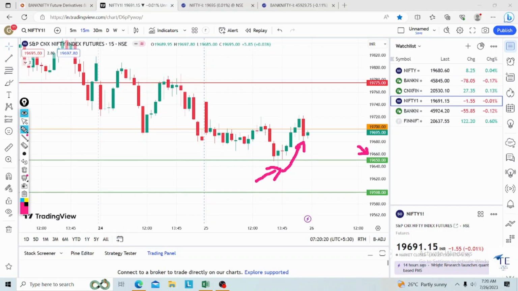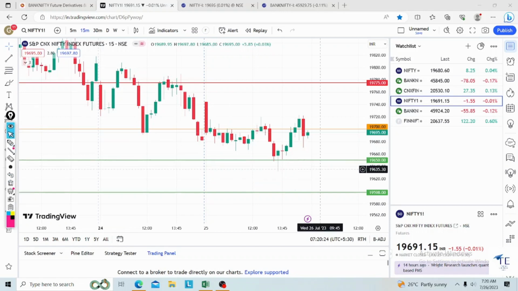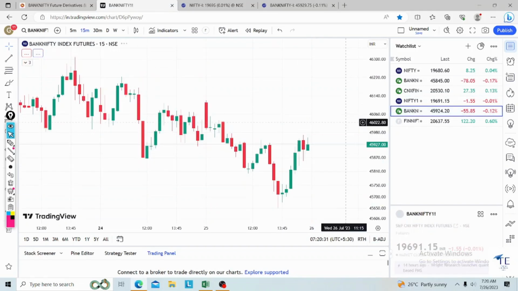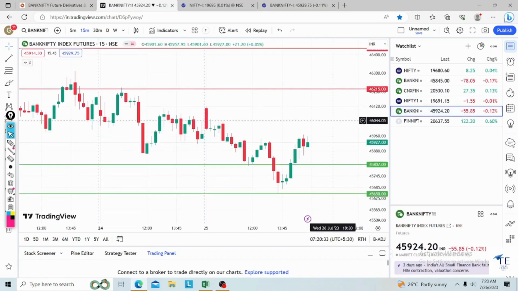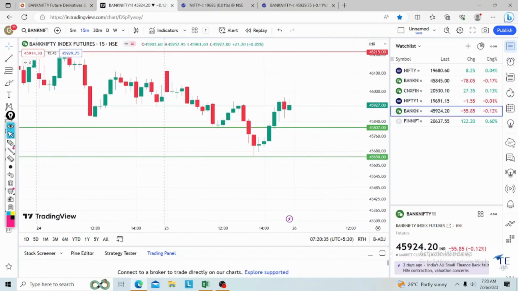So this is how we have to take entry and exit. As an option buyer, this type of information you have to study, you have to learn, and take very minimum SL and maximum target. This is Nifty. Let's check Bank Nifty. You can go and cross check our video on how good this support was.